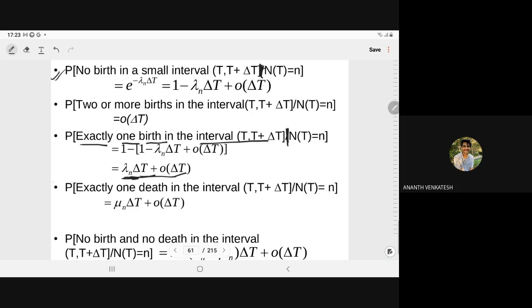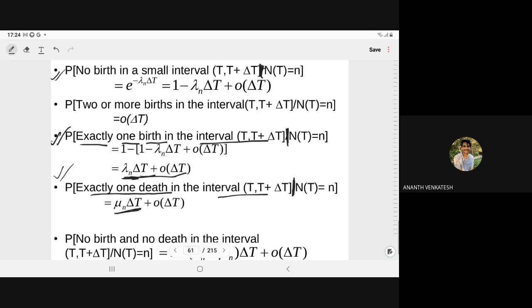Similarly, exactly one death in the interval t to t plus delta t, given that there are n customers, will become mu n. Mu n means instantaneous service rate, or state dependent service rate, when there are n customers. So it is mu n delta t plus higher order of the delta t. Exactly one death.